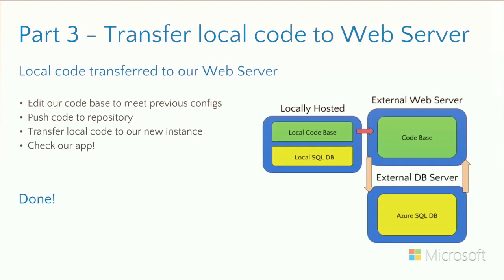Part 3, this is the last part, and it's actually one of the easier parts, minus a couple of little configuration things that we do. We're going to take our local code base and transfer it up to our web server. So we need to edit our local code base to meet any configurations that did happen previously. That includes communicating from our web server with our external database server, altering our code base to make those requests, maybe even creating that Azure SQL database right then and there, and the different code products that go along with it. After that's done, we transfer our code base up to our external server, and then that's really it. We're done. We can check out our application and get going.